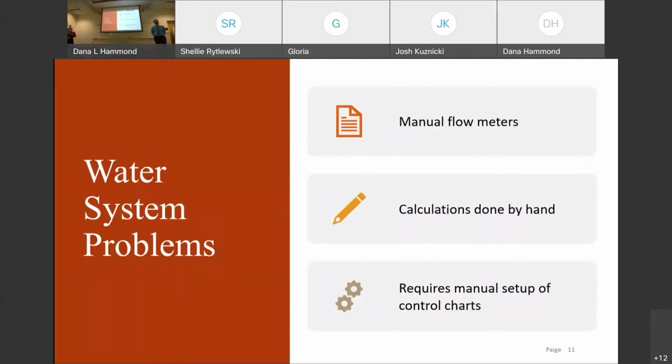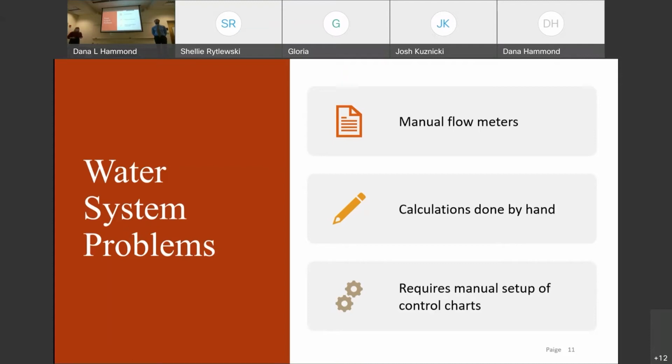So what are the problems with the water system? First off, the old thermocouples are hooked up to an old digital data acquisition system that won't be able to install other sensors to it or be able to send information to other computers. Also, we are using manual flow meters, so all the flow rates are being recorded by hand, so we have to somehow make those digital. Also, right now, students are doing calculations by hand, like you saw in those charts. A lot of them were done by hand, so it's prone to human error. And then also requiring manual setup for those control charts, which also led to human error as well.